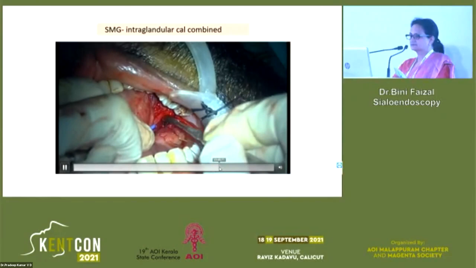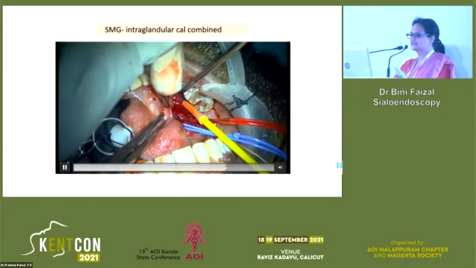So that is the lingual nerve again. The muscle, it is the mylohyoid muscle which is being cut so that you are onto the superficial part of the gland.